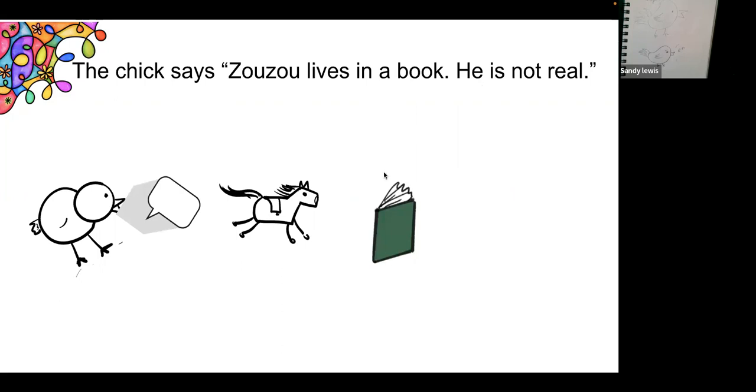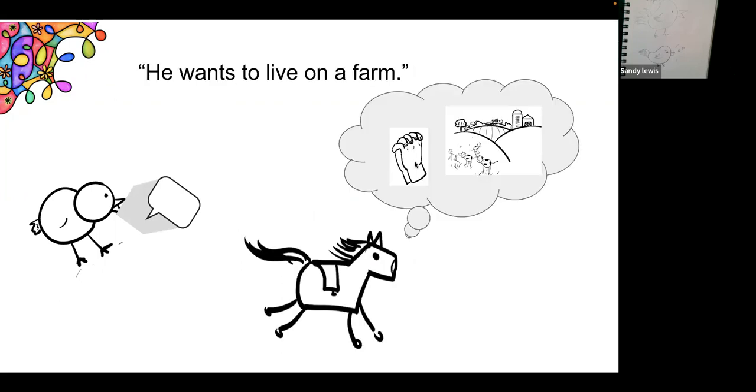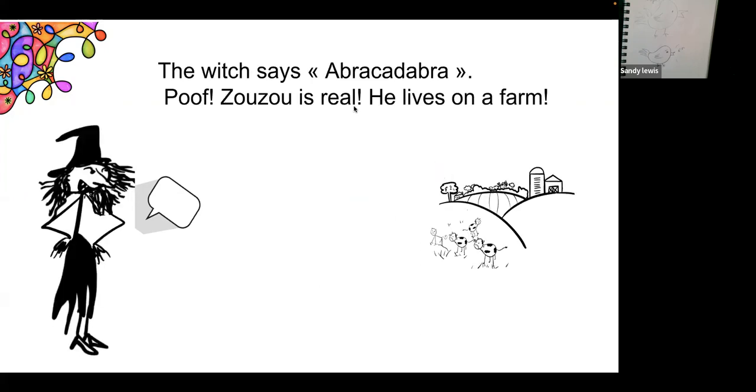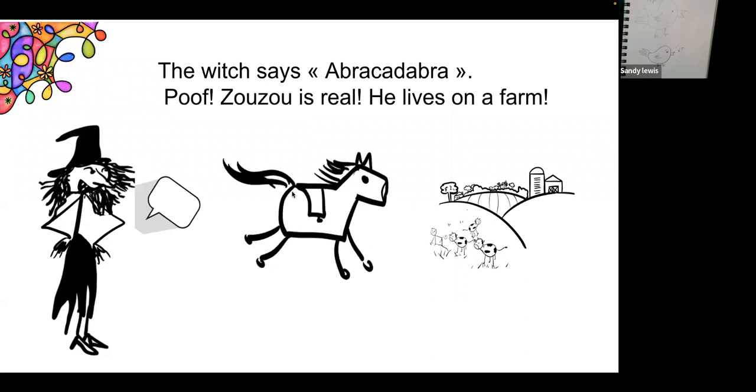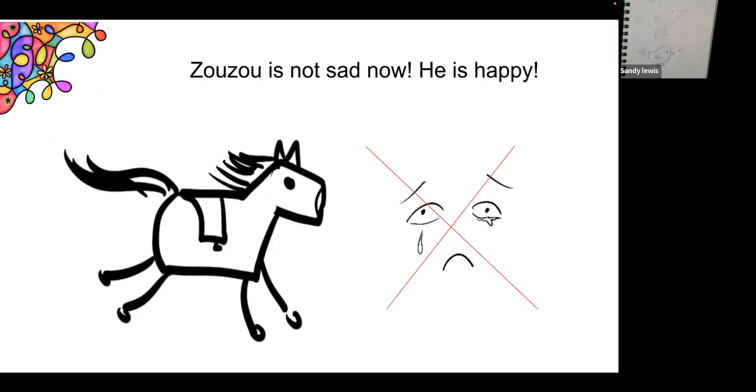He is not real. He wants to live on a farm. Poor Zuzu. And I just played with the pictures. The witch says, watch this. I can play with Google. Okay. Poof. Zuzu is real. He lives on a farm. Zuzu is not sad now. He is happy. And that is the story.